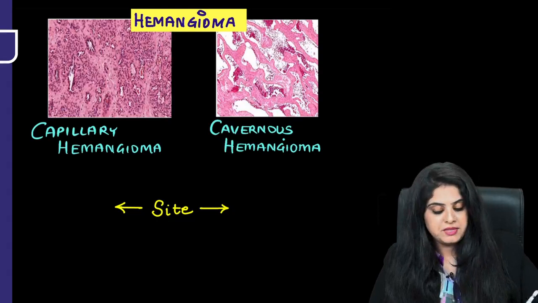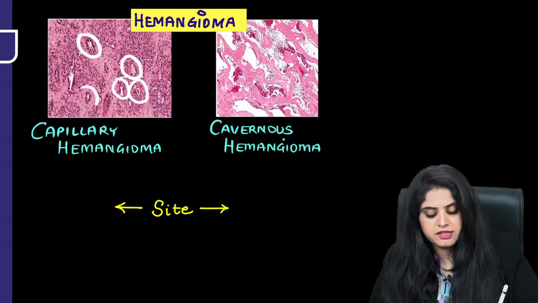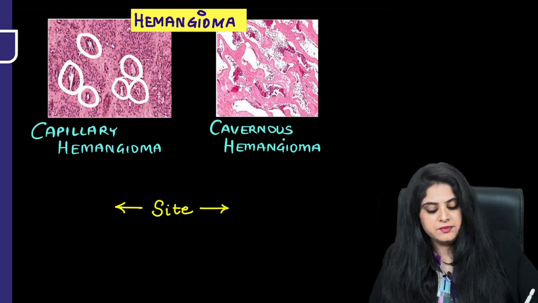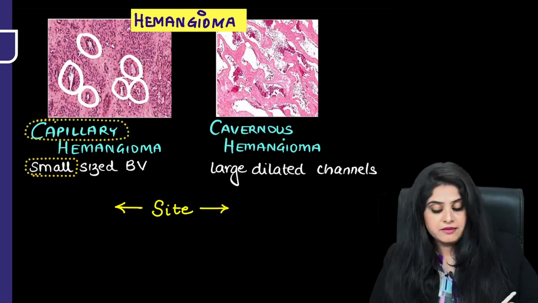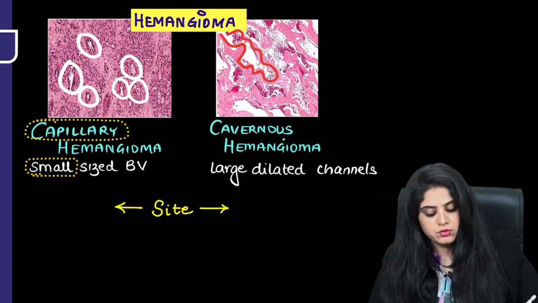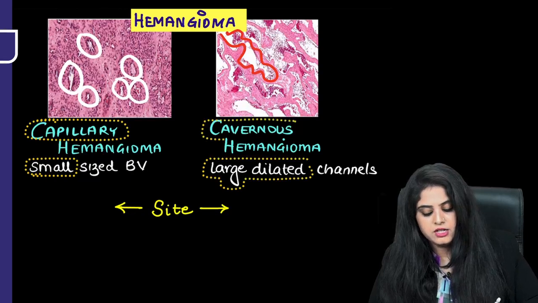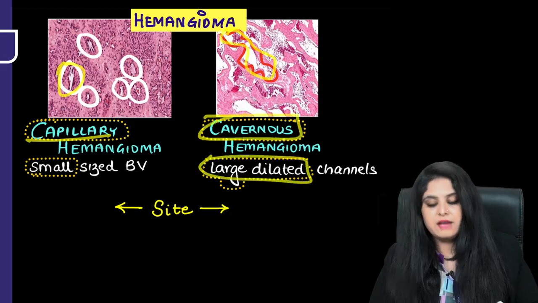Listen very carefully. If you see tiny, small-size blood vessels like this, it's going to be a capillary hemangioma. Whereas if you see such huge, big dilated channels, that is going to be indicative of a large cavernous hemangioma. So repeating, small blood vessels are capillary and dilated blood vessels are going to be cavernous hemangioma.